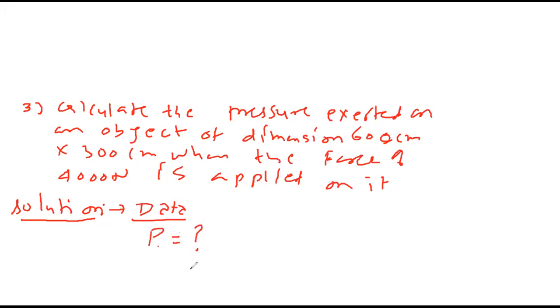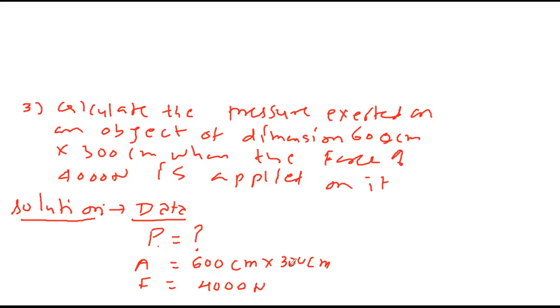On an object of dimension. Dimension means what? Length and breadth, right? So it is 600 centimeters into 300 centimeters. So this is indirectly the area given. And the force is 4000 newtons. Can you see that the area is not in SI unit?